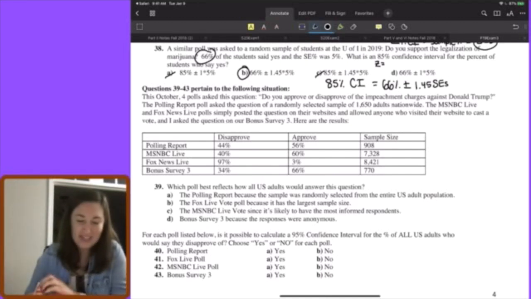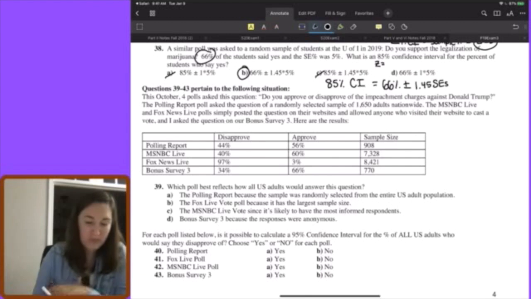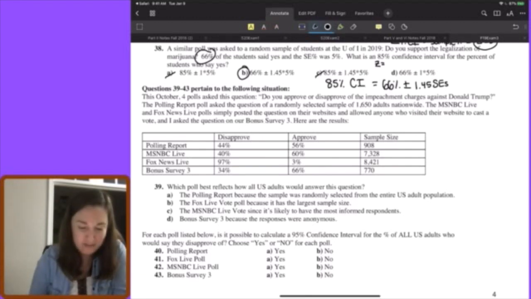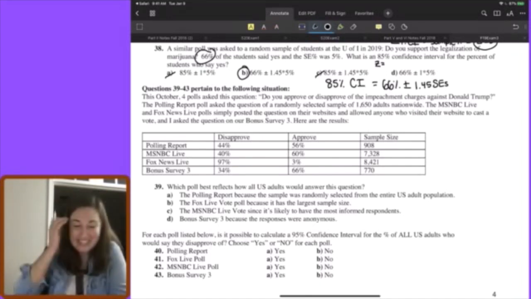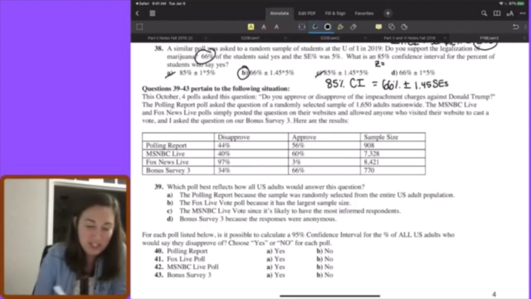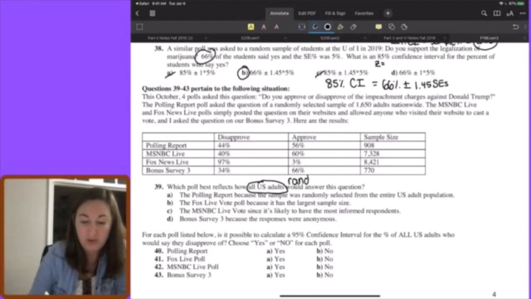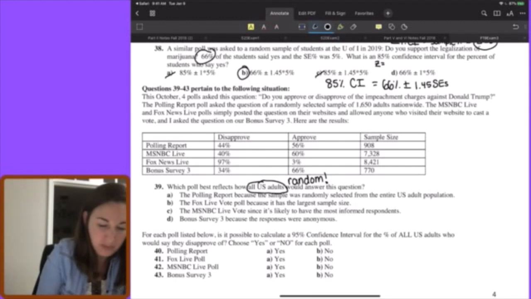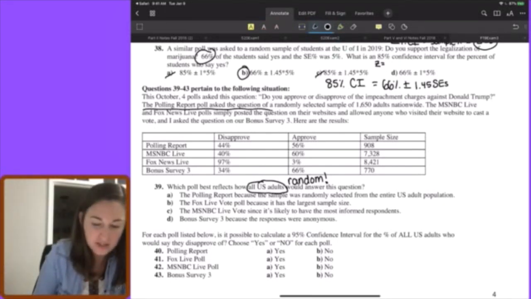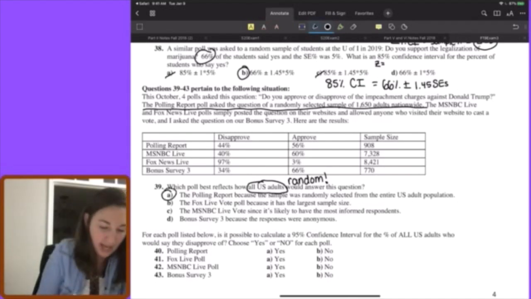We can see different sample sizes, different percents. Wow, these are all pretty different. It says which best reflects how all US adults would respond. Definitely the random poll, right? Random sampling is best. So the random one was the polling report one, right? Ask the question of a randomly selected sample. So I would say A.